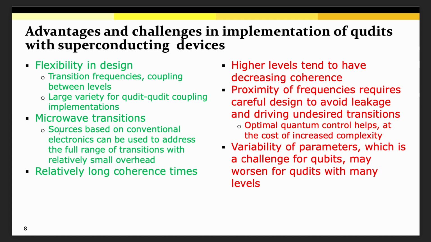Now, when it comes to some of the challenges, as I mentioned earlier, higher levels tend to have decreasing coherence. This advantage of having all transitions in the microwave range also becomes a drawback if you start to think about possible proximity of these different levels, and in particular this problem increases with the number of qudits and the number of levels. One last point to mention is that these devices never come out quite the same. There is variability in the fabrication parameters, so the properties of the qudits differ, and I would say this is likely a bigger problem than it is for qubits, where it already is a problem in certain implementations.